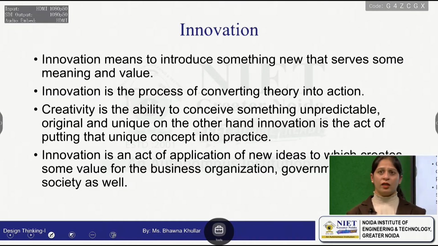Yes, I told you that creativity is the ability to conceive something unpredictable, something beyond the limit. But in the form of innovation, it is now in the acting form, the practical form, so the unique concept is put into practice. It becomes practical, so the concept should be clear.